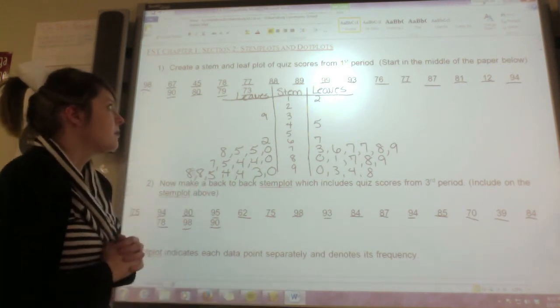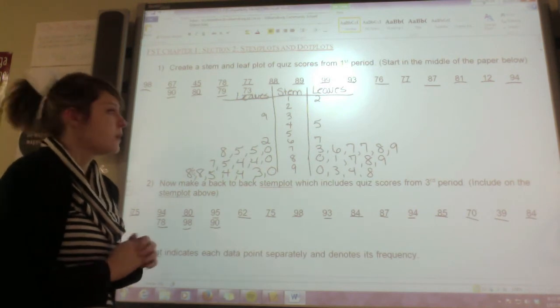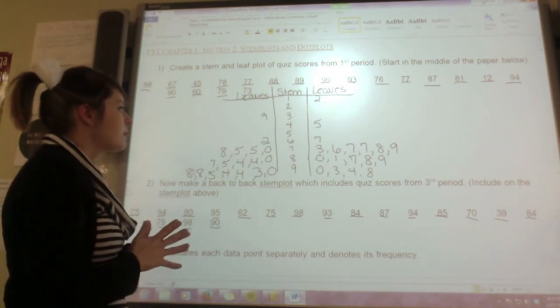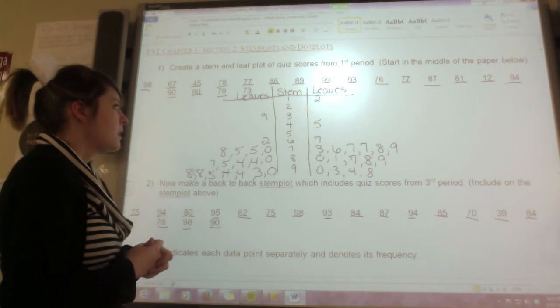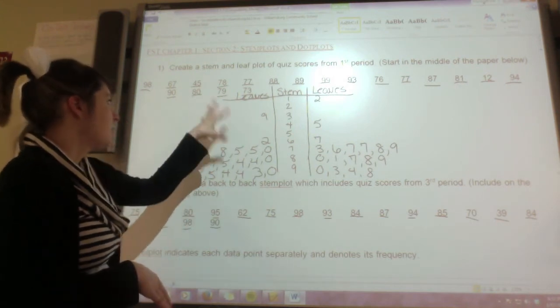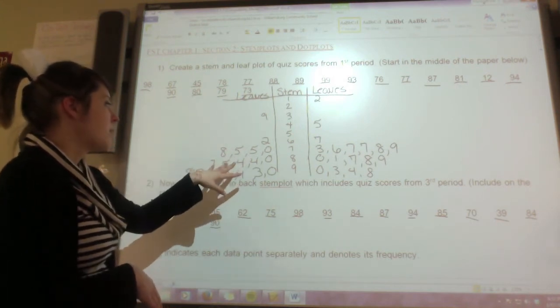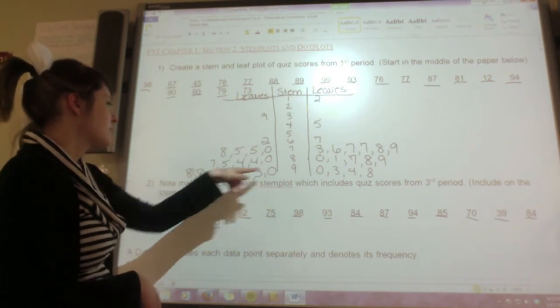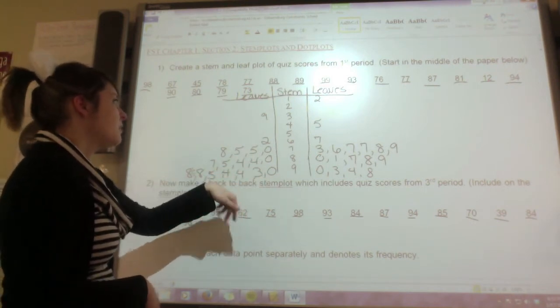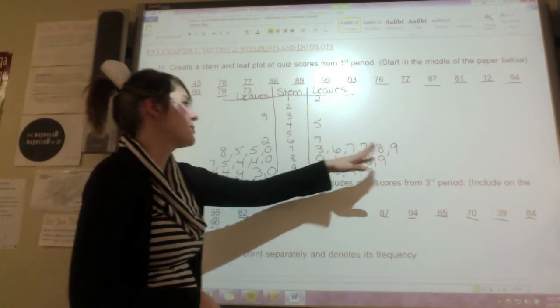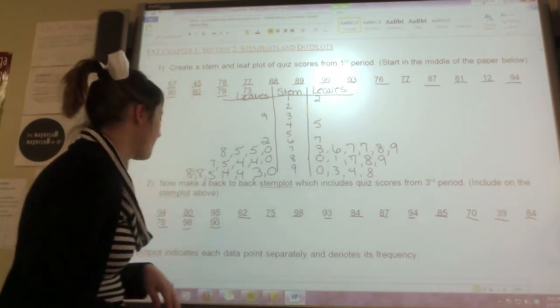Okay, so now I've created my back-to-back stem and leaf plot. So looking at this, I can compare these two sets of data pretty easily. First thing I notice is that period 3 probably did a lot better because most of their scores were in the 90s, whereas first period had most of their scores in the 70s.